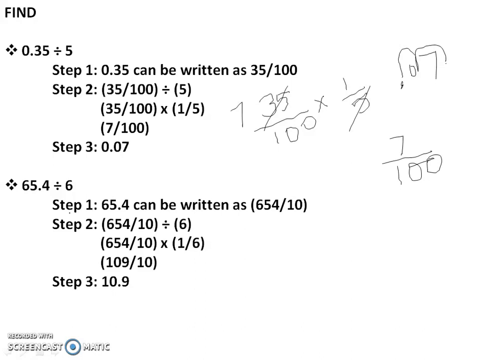We'll see one more question here. 65.4 divided by 6. 65.4, how many decimal places? 1 decimal place. Okay, 65.4 can be written as 654 by 10. So I can write the decimal division like 654 by 10 divided by 6. 654 by 10 into the reciprocal of the second number, that is 1 by 6.